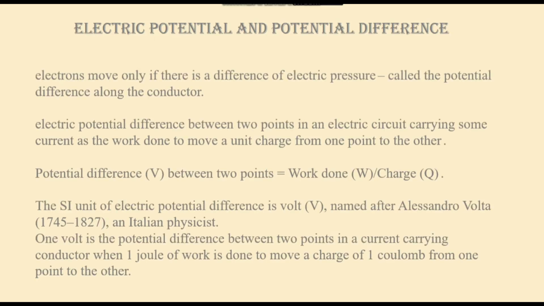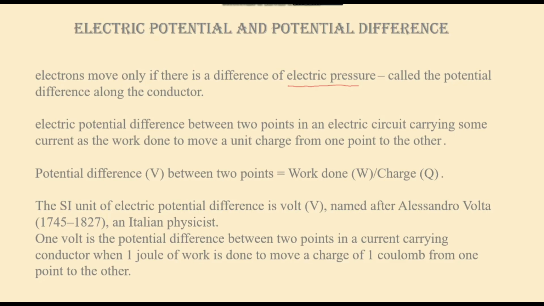What is the next topic? What is electric potential and potential difference? We are familiar with the name volt. Electrons move only if there is a difference of electric pressure. The electric pressure is called potential difference along the conductor. That means the electric pressure to move the charges, to move the electrons, is the difference of electric pressure. We say that the difference of electric pressure is the electric potential difference.